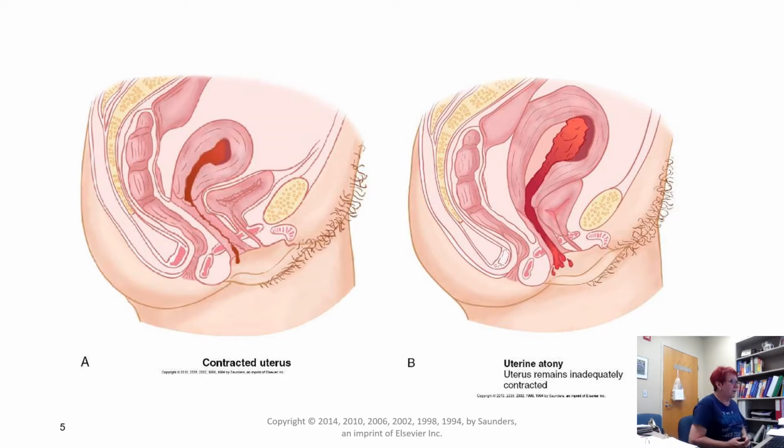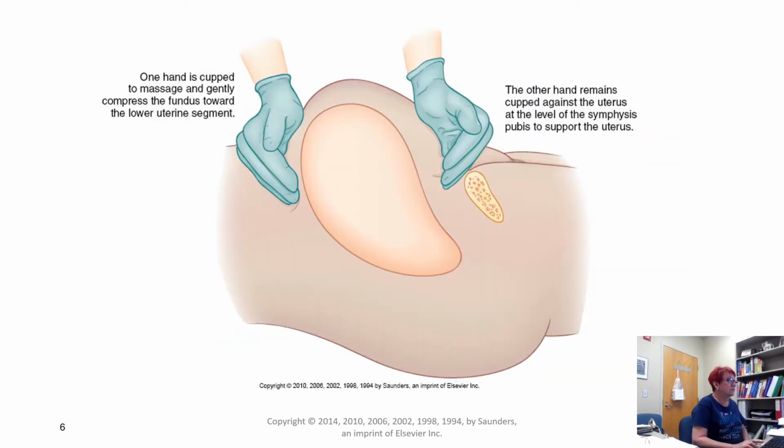Here's a very graphic picture. On the letter A, you see that the uterus is contracted, it's firm. There's not a whole lot of blood coming out of it, all right? Whereas letter B, you have true uterine atony. The uterus is filling up with blood. It is not contracted. You see that it's very globular in shape. Not a good thing. Okay?